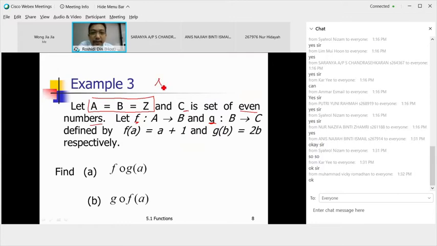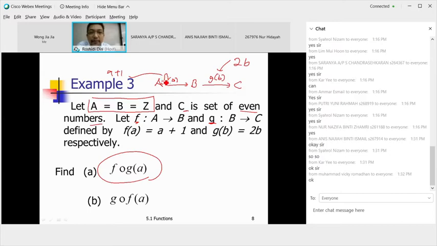So now we have A mapped to B, and B mapped to C. So A mapped to B has a function. What is A mapped to B? It is represented by F. This function, F of A, is represented by A plus 1. So B to C is represented by G of B, and this function is represented by 2B. So the question asks you, what is FG of A and GF of A?